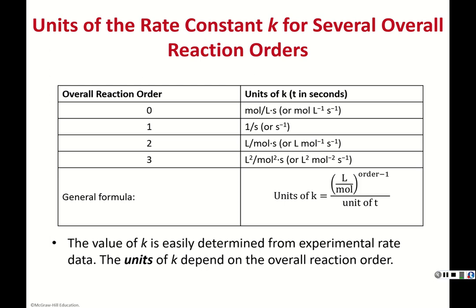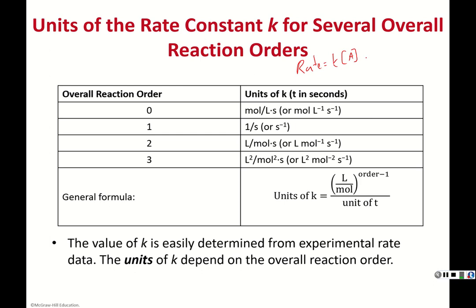For a 0 order reaction, the rate doesn't depend on concentration, so k has to have the same units as your rate. For a first order reaction, k is going to be 1 over seconds. So why is that? Well, for a first order reaction, you have rate equals k times a concentration.